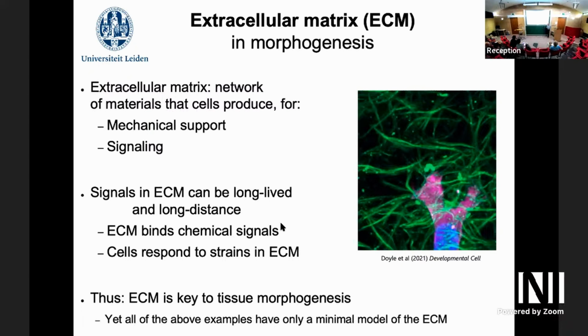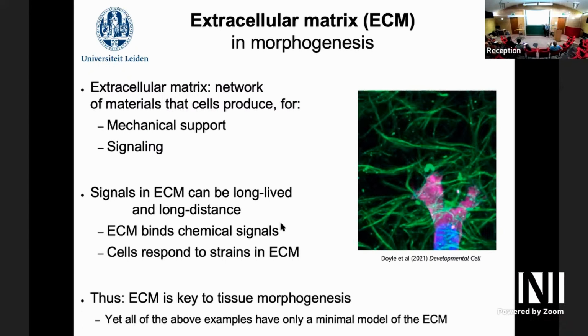And what's special about this kind of signaling over traditional molecular diffusive signals is that this signal can be long-lived and long-distance. Why long-lived? Well, because the cell can modify the extracellular matrix, drop a signaling molecule there and walk away, and then another cell will pick it up and respond to it. And why long-distance? Well, because it can pull a fiber, and then a cell somewhere else can respond to that force in the fiber. So these signals can be long-lived and long-distance. So we really have to consider the ECM if we really want to understand tissue morphogenesis.